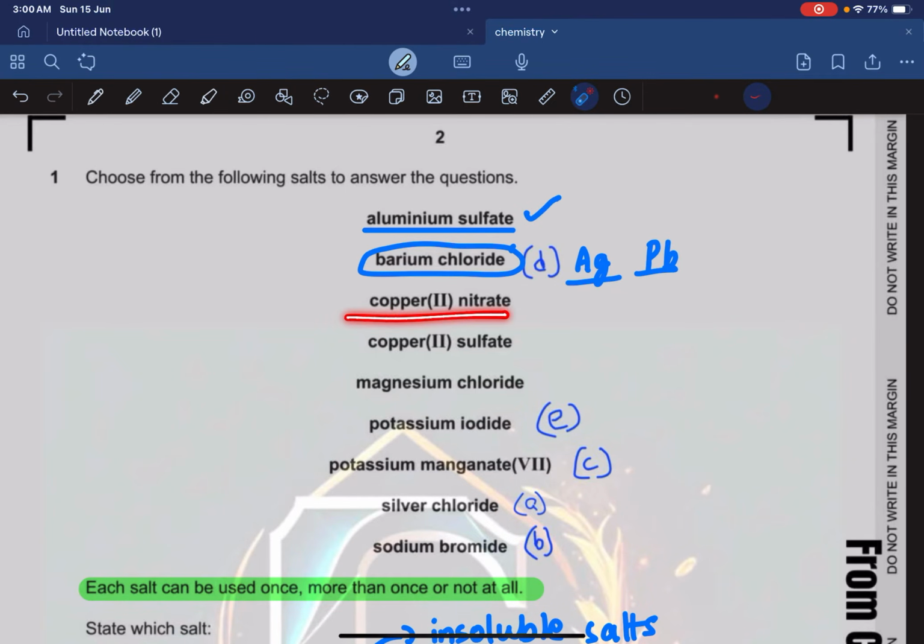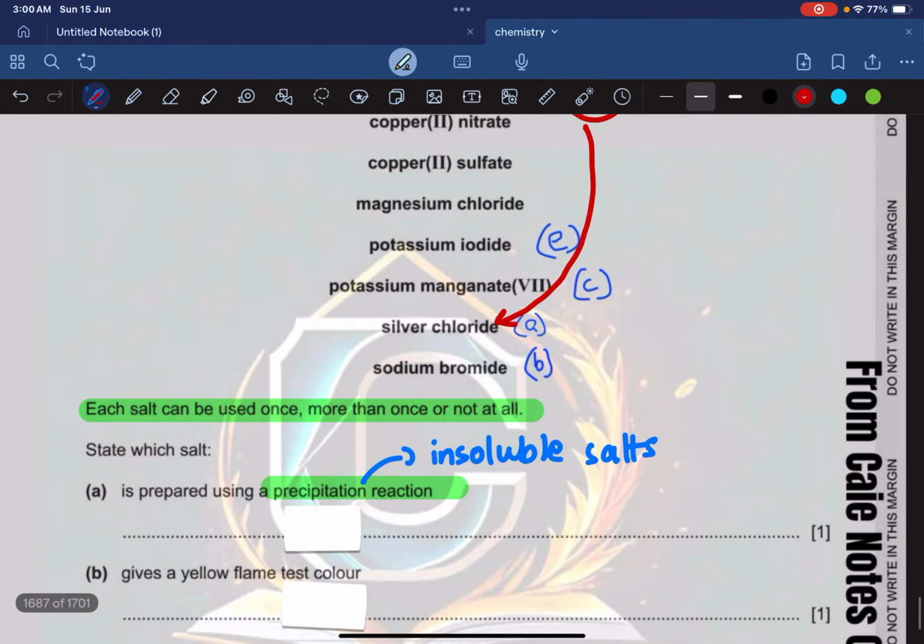Copper 2 nitrate, all nitrates are soluble. Copper sulfate is also soluble. Magnesium chloride, soluble. Potassium iodide, soluble. Potassium manganate VII, soluble. Silver chloride: I just told you that all chlorides are soluble except lead and silver. So here we come to silver chloride. This is going to be the salt we prepare by precipitation.